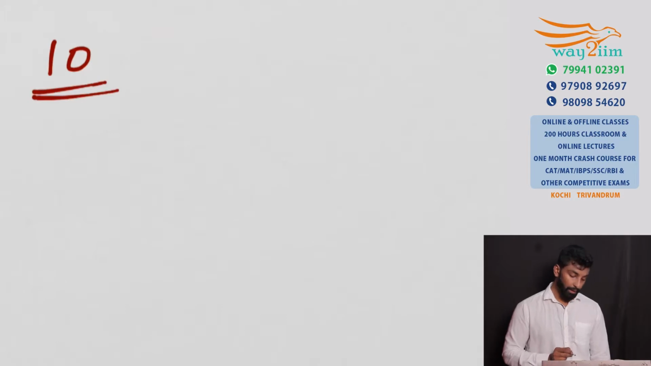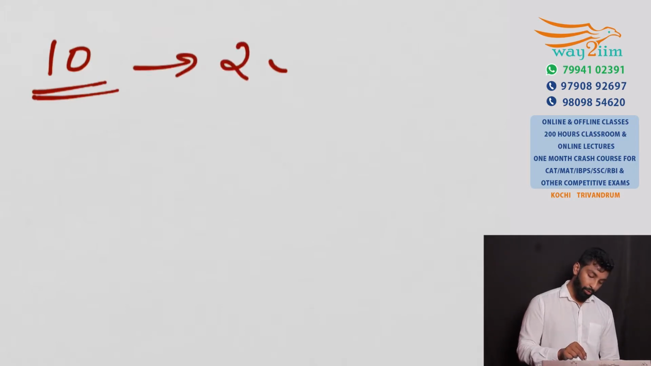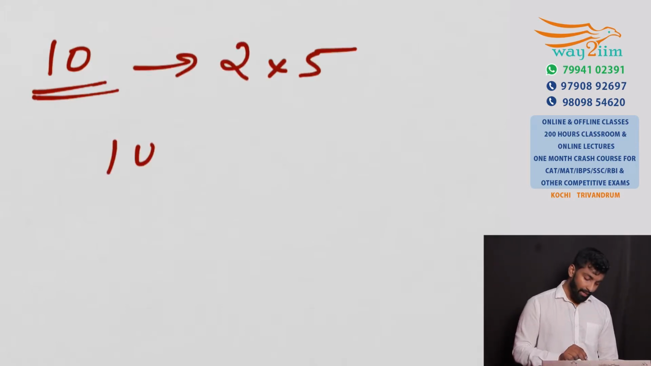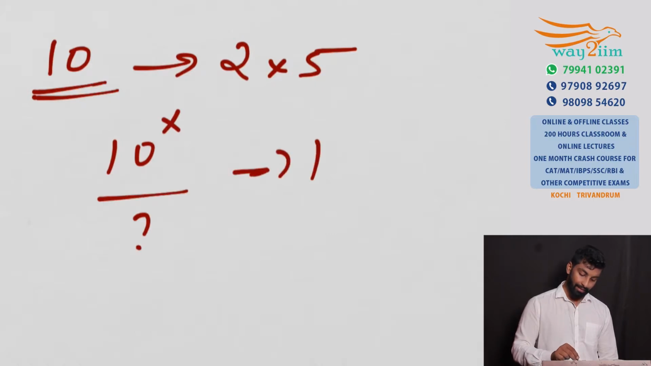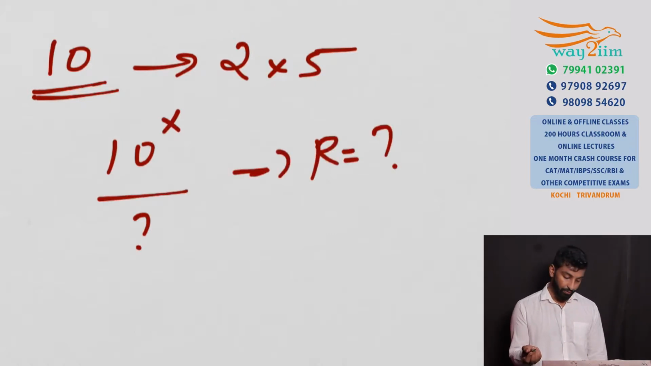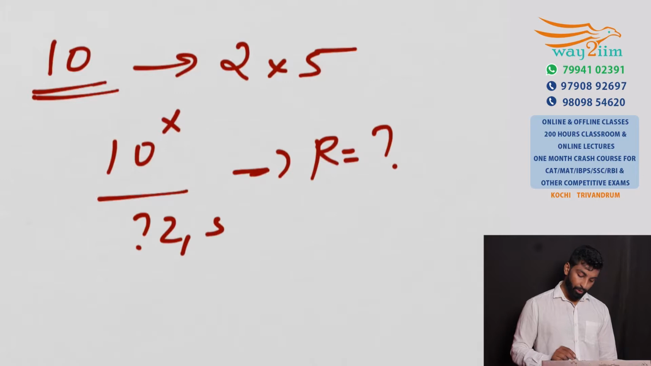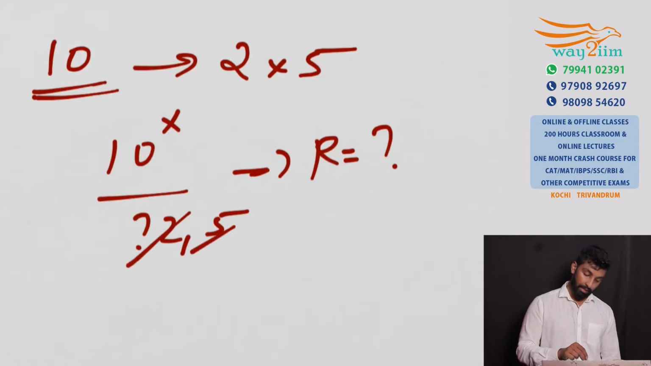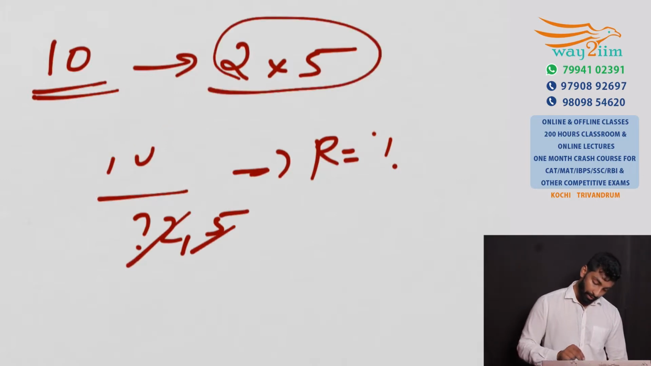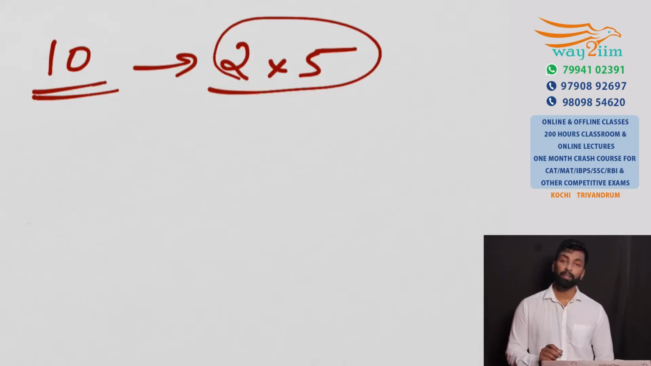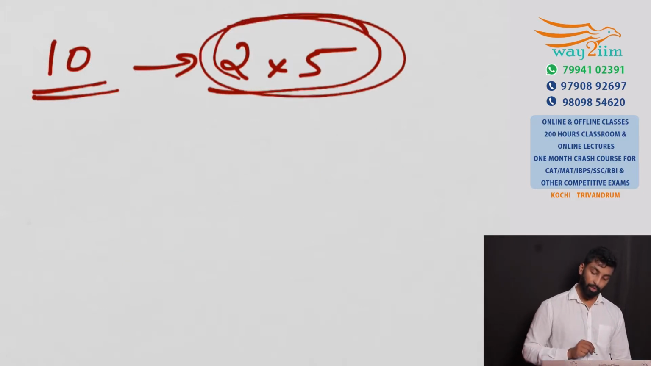Okay, now let's move on to 10. What is the divisibility of 10? 2 into 5. Why? What is the logic? 10 raised to x, what will give you a remainder 0? This is what we are actually trying to find out. We had discussed this in factorials, in remainders and everywhere. So it has to be 2 and 5. That's the reason why you are checking for 2 and 5, right? So divisibility of 10 means you have to get 2 and 5.